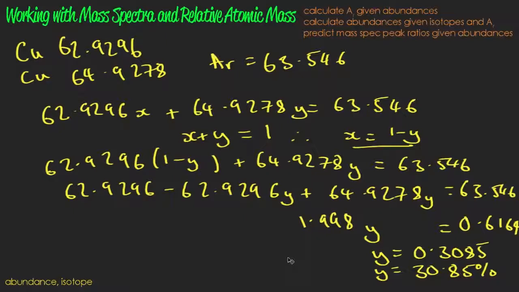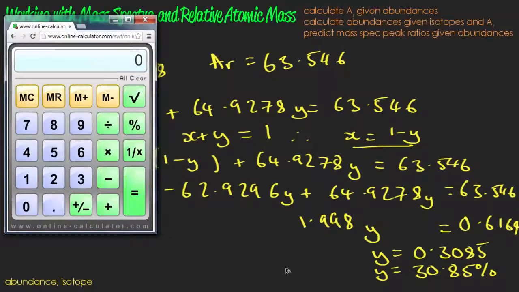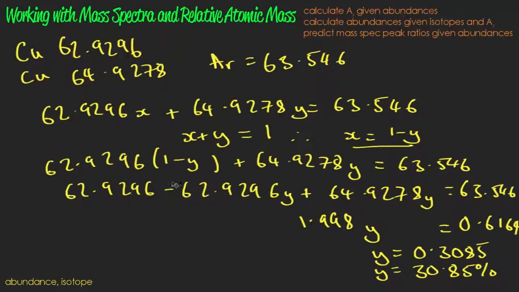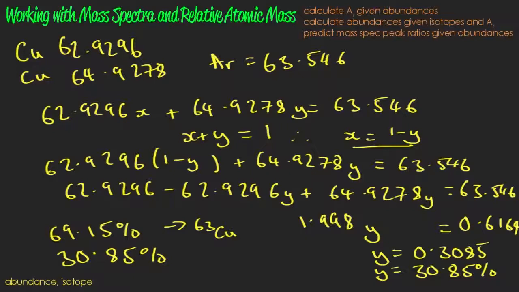And then the last thing is to take 30.85 away from 100. So 100 minus 30.85 is going to be 69.15. The 69.15 was the x, which is the copper 63. So that's copper 63, and this one is copper 65.